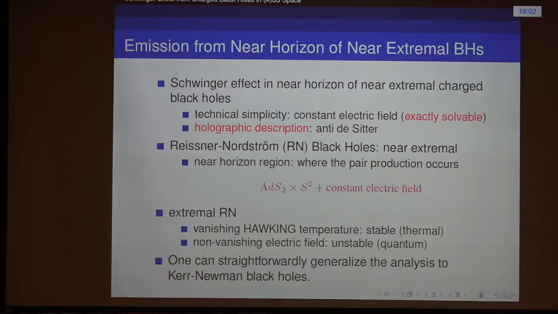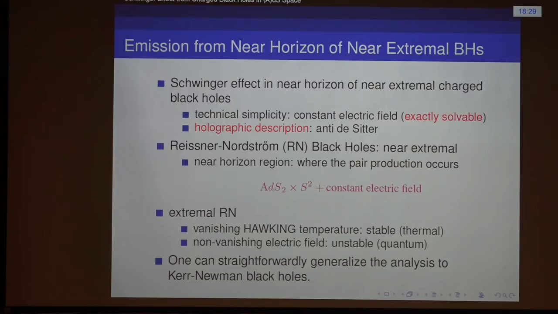So this is what we want to start with, in this kind of background. For example, if we consider an extremal Reissner-Nordström black hole, there is no Hawking radiation because an extremal black hole has zero Hawking temperature, but there is still a non-vanishing electric field. So it can still have the Schwinger effect. In this case, the extremal black hole is still unstable and can emit some particles.